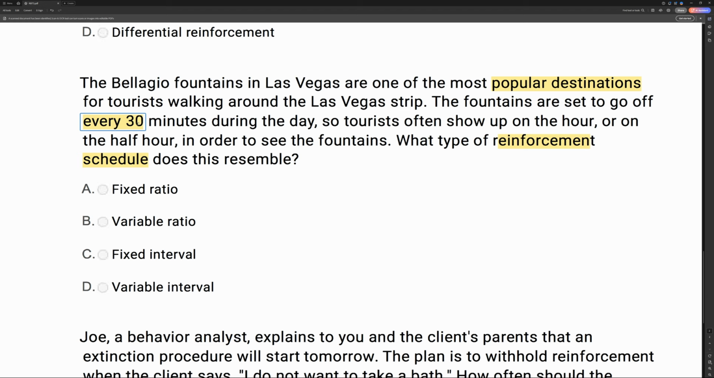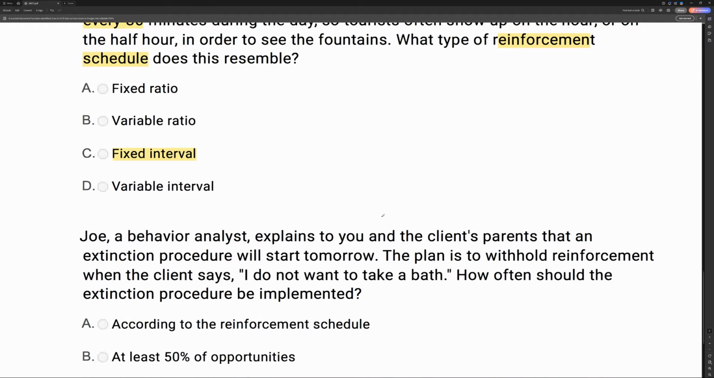What schedule does it resemble? We look at A and B. Those are both ratio schedules based on responses. We know we're not going to pick those. This is based on time. So we look at C, a fixed interval. We know it's not changing. We know it's interval. C looks right. D, variable interval. Well, it's every 30 minutes consistently unchanging. It's not variable. The type of reinforcement schedule we're looking at is fixed interval.